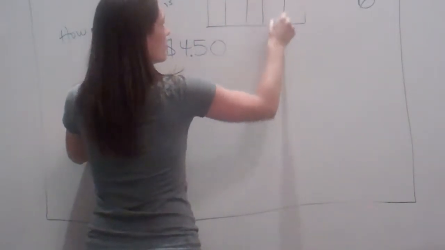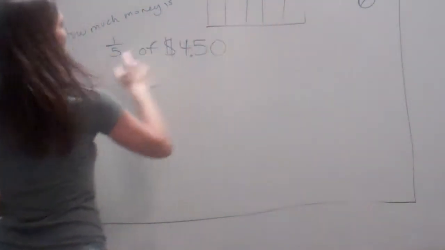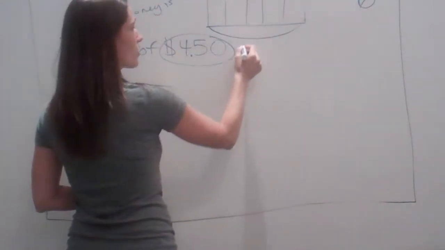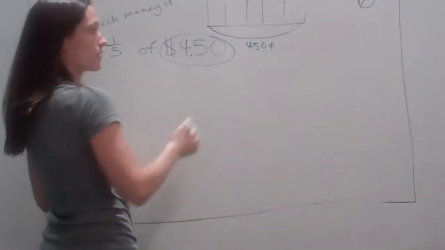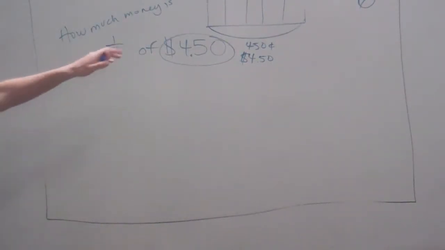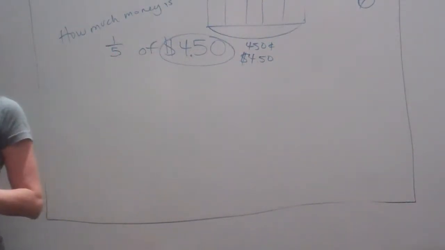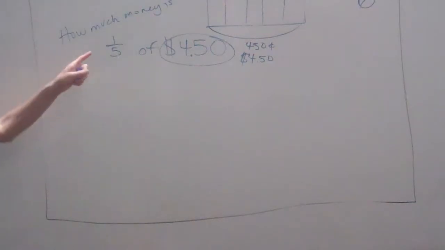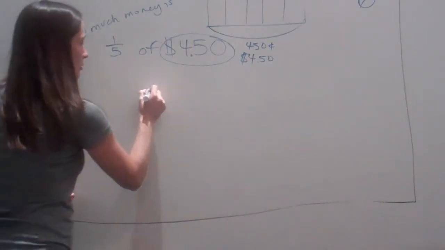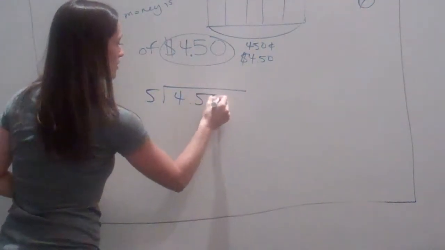I have 5 spots, 1, 2, 3, 4, 5, right? And I have a total of $4.50 or 450 cents. However you want to do it. How am I going to figure out what 1/5 is? What am I going to do? 5 into $4.50. Divide what? 5. Very good. Why am I dividing by 5? Because I have 5 parts. Okay? And I want to know what one of those 5 parts are. So I'm going to divide 5 into $4.50.